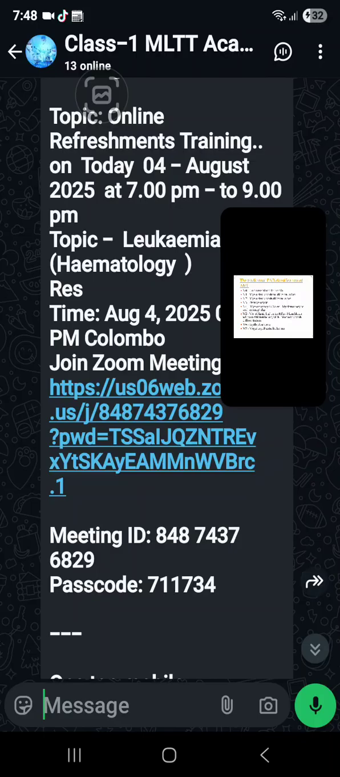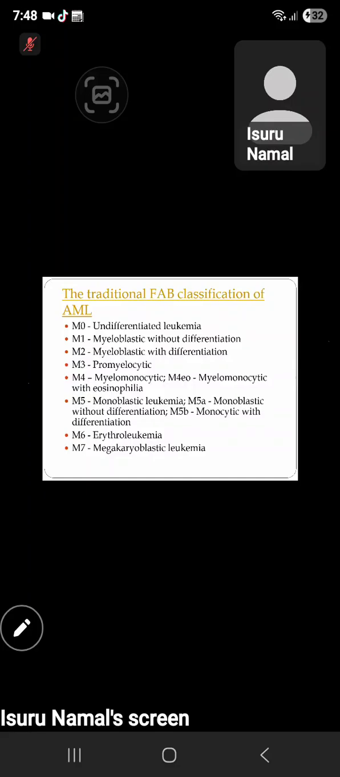Okay. Now, the traditional FAB classification of AML, which we already learned in schools as well as universities. There are 7 types from M0 to M7. Briefly, M0 is undifferentiated leukemia, where you can see some undifferentiated blood cells in the bone marrow. Then M1, myeloblastic without differentiation. The major population is myeloblast, but no differentiation. M2, myeloblastic with differentiation. Again the major population is myeloblast, but there is some differentiation and you can differentiate the cells as myeloblasts.